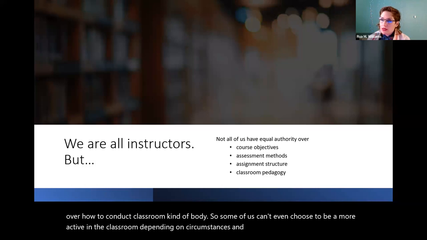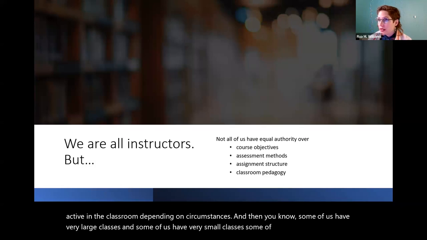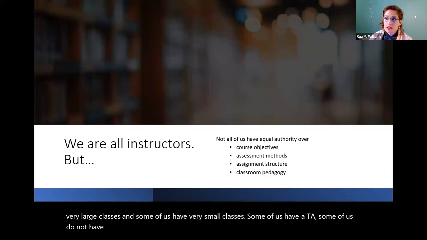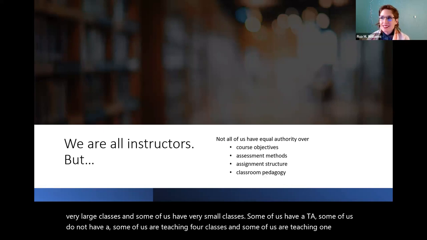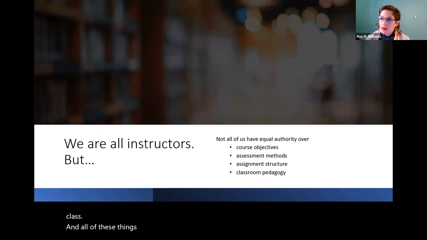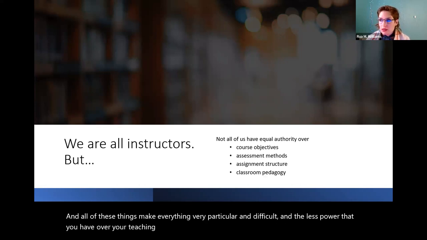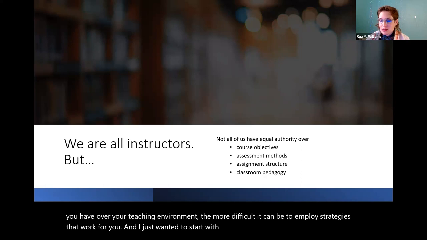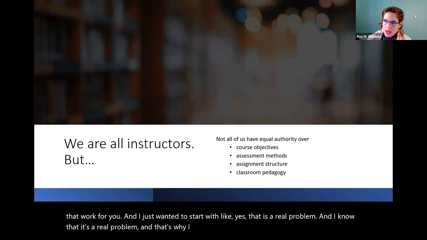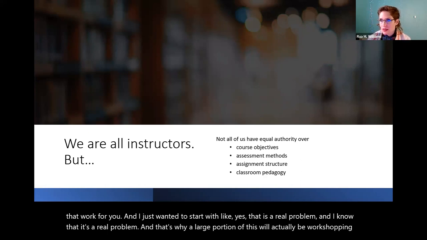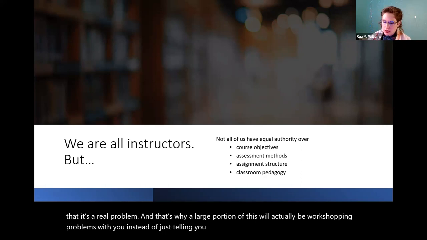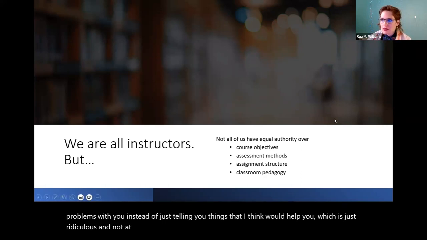And then, you know, some of us have very large classes and some of us have very small classes. Some of us have a TA, some of us do not have a TA. Some of us are teaching 4 classes and some of us are teaching 1 class. And all of these things make everything very particular and difficult. And the less power that you have over your teaching environment, the more difficult it can be to employ strategies that work for you. And I just wanted to start with like, yes, that is a real problem. And I know that it's a real problem. And that's why a large portion of this will actually be workshopping problems with you instead of just telling you things that I think would help you, which is just ridiculous and not at all actually what I do.